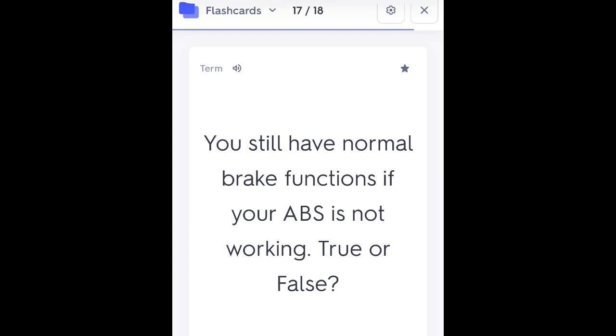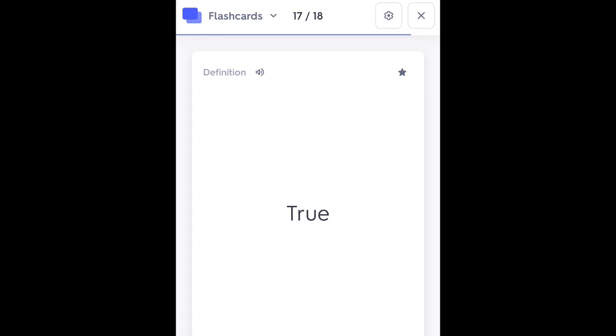Question 7 of subsection 5.4. You still have normal brake functions if your ABS is not working. True or false? The answer is true. You will still have normal brake functions even if your ABS is not working. Just get the ABS system repaired as soon as possible.